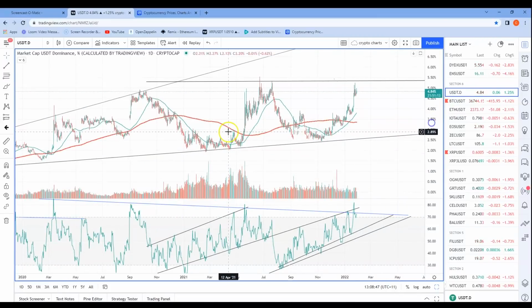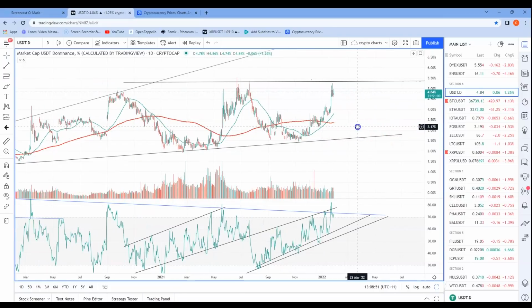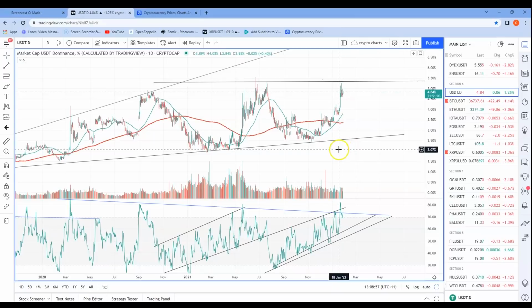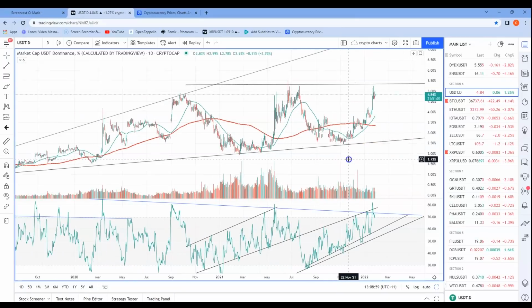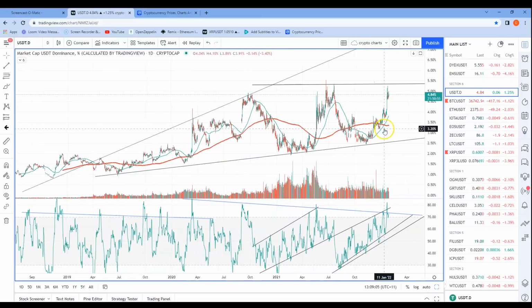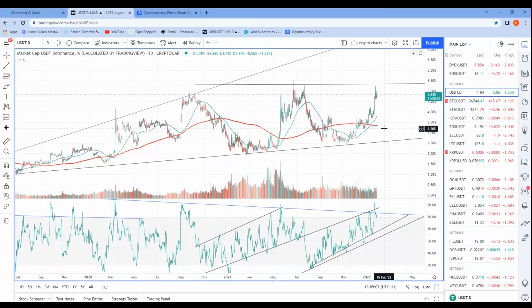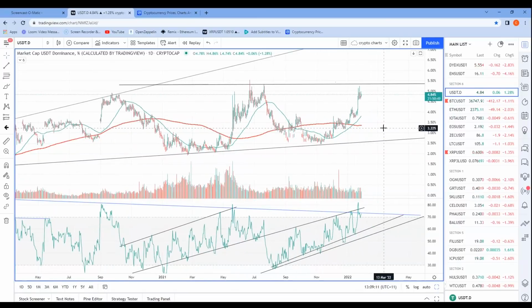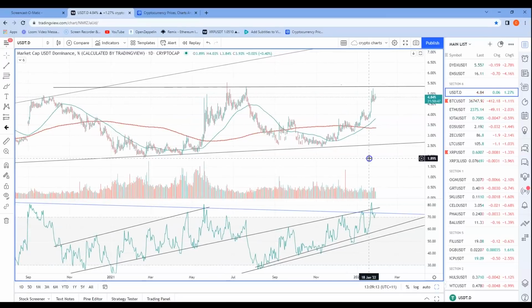Whenever I see USD Tether market dominance hitting the support, that for me means that there's max greed in the market. As you see in the past, if you traded based only on the USD Tether market dominance chart, you'd be in a much better position than the other guys. If you're holding for longer term, it doesn't mean anything for you.